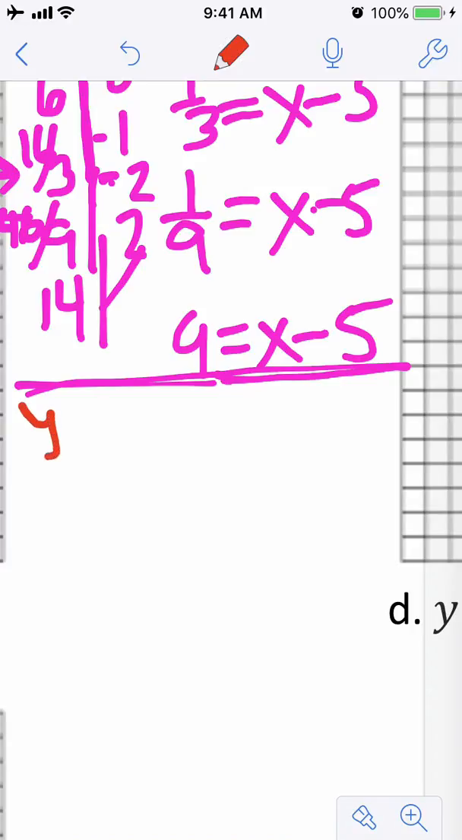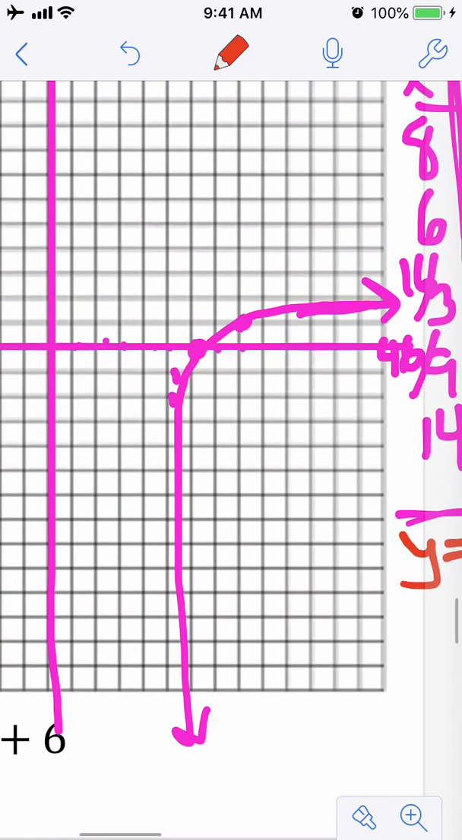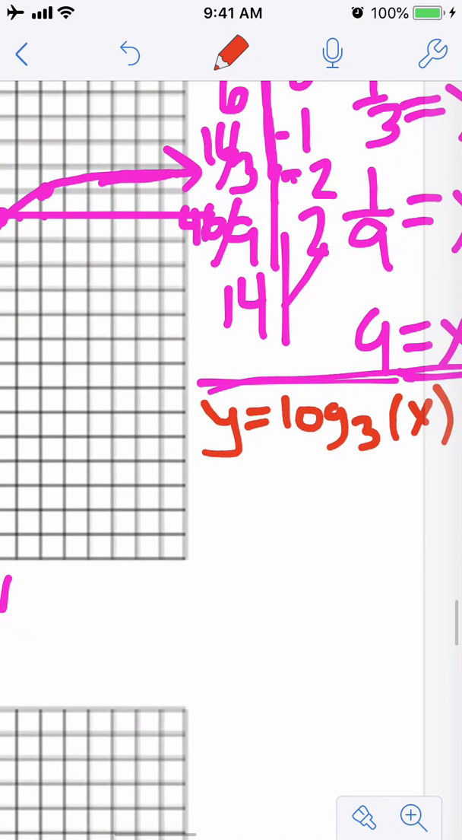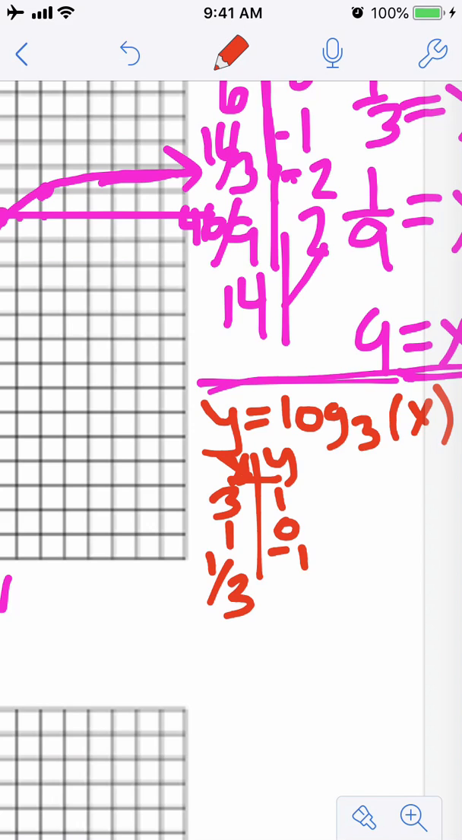Okay, so this is the parent function, log 3 of just x. If we do that, then here's my x and y: 1, 0, negative 1, 3, 1, and 1/3. If you don't trust me, go back and look at the other videos. We've done this one probably twice now.